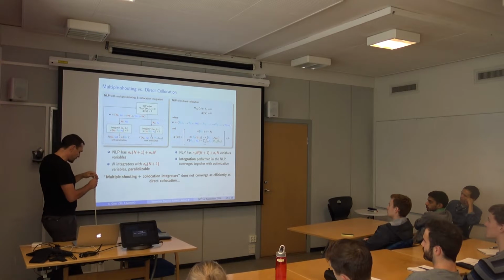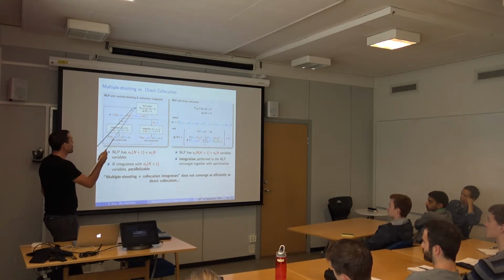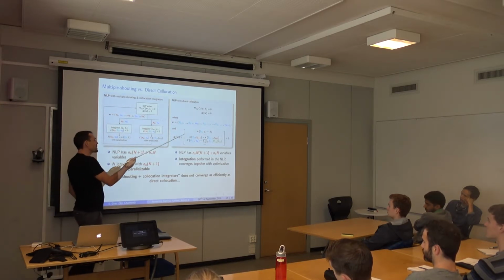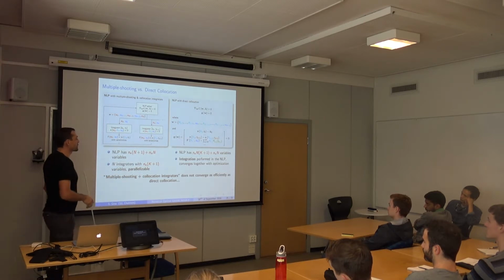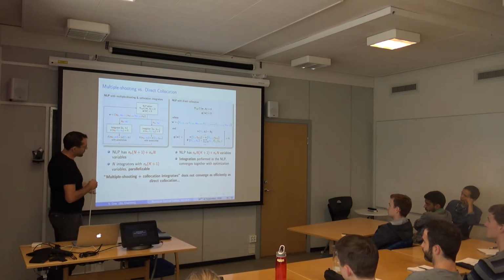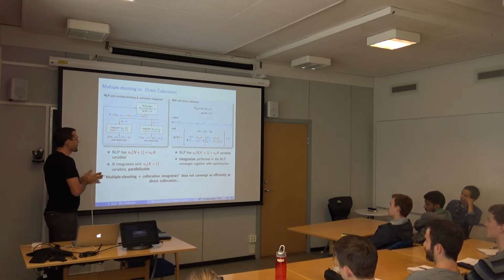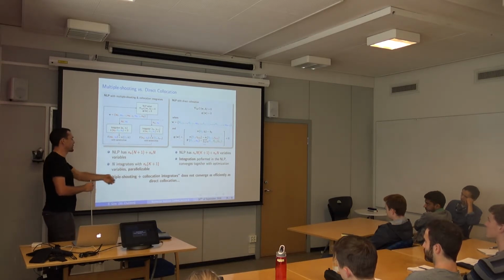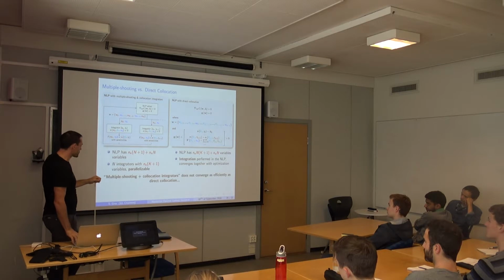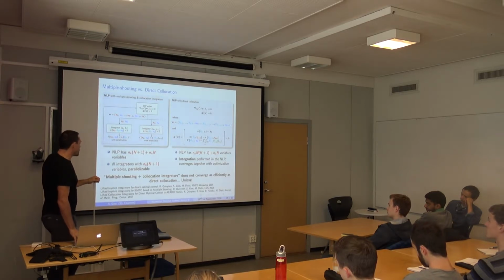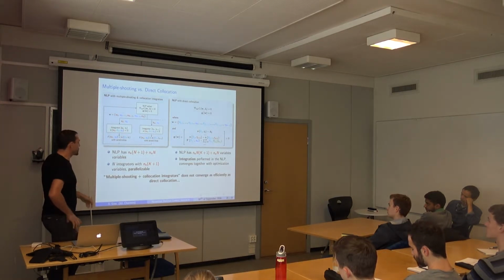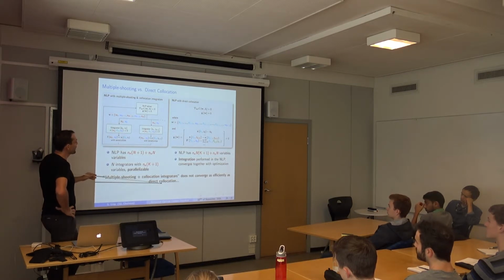And there is this observation in practice that if you deploy a multiple shooting scheme with direct collocation-based integrators, it typically does not converge as efficiently as direct collocation. And that's not always true. You have counterexamples, but it's a common observation that if you do direct collocation, you tend to converge a bit faster in terms of how many iterations you need to get to the solution. But all of this is not entirely true in some sense.